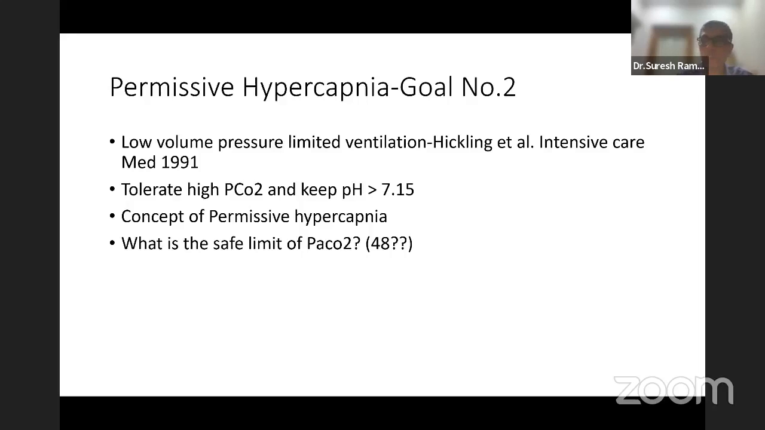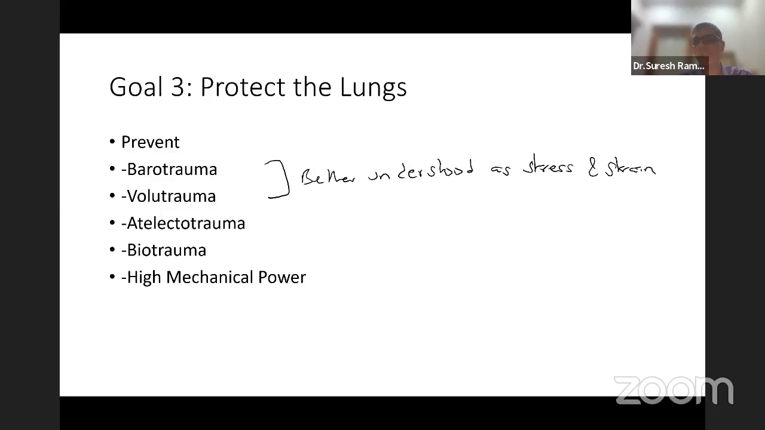So this was the concept number 2, but we now don't know what is the safe limit of PCO2. Initially, it was thought that up till 60, beyond which is where the brain creates a problem. But we now know that even beyond 48, it may be an issue with the right heart flow, and therefore the right heart might get affected if your PCO2 starts going up. So we need to be careful with the PCO2. But as of now, we still would take a PCO2 of 55 to 60 and a pH of more than 7.1.